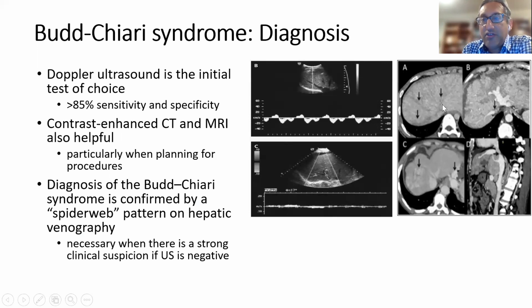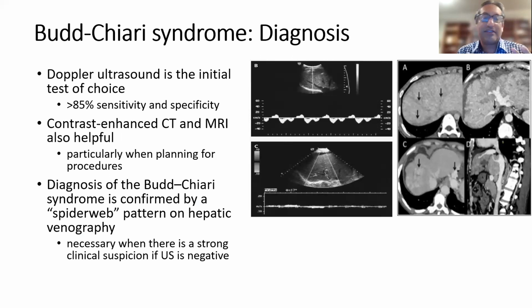This is a CT scan where you see the hepatic veins are obstructed, and you can have caudate lobe hypertrophy and different presentations. Also for diagnosing Budd-Chiari syndrome, on the hepatic venography, when the interventional radiologists look at it, there is this classic pattern of a spider web.